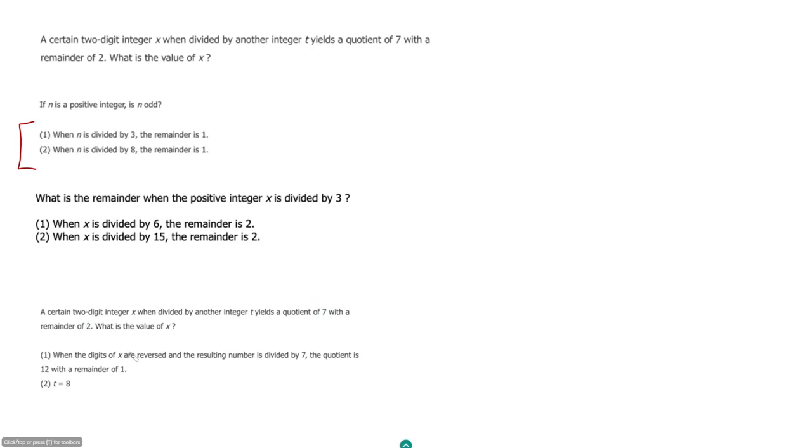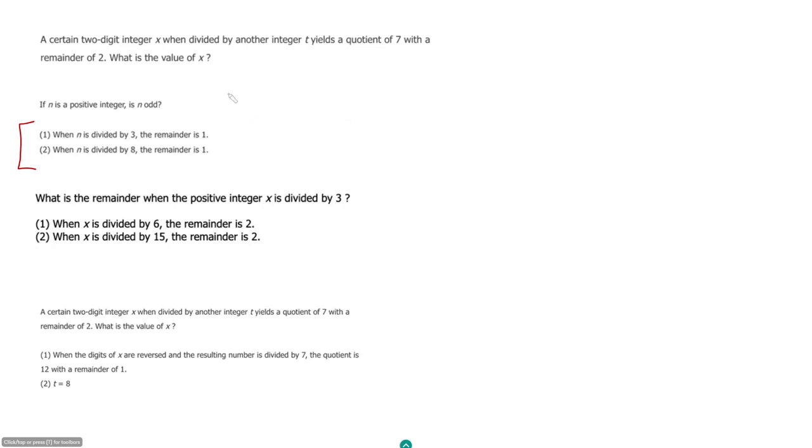And then this first statement here gets even wackier and says when the digits of x are reversed and the resulting number is divided by 7, the quotient is 7 with a remainder of 1. And so you can sort of see the pattern that I'm talking about. When something is divided by something, the quotient is something and the remainder is something. And so why do I always take note when I hear this pattern?